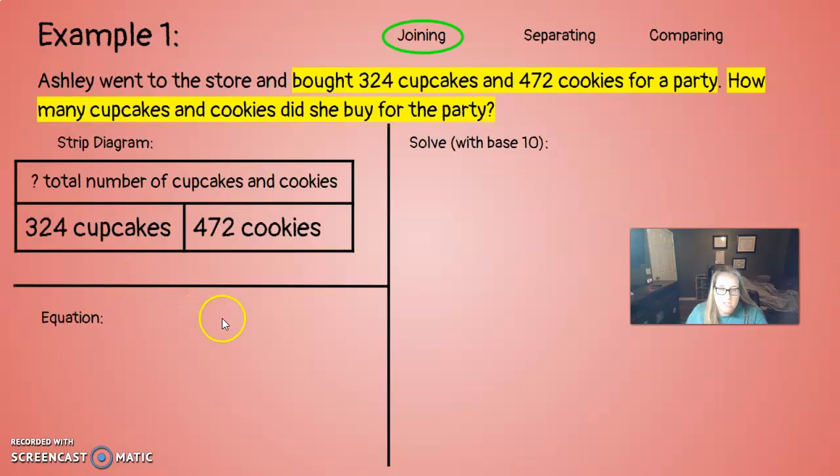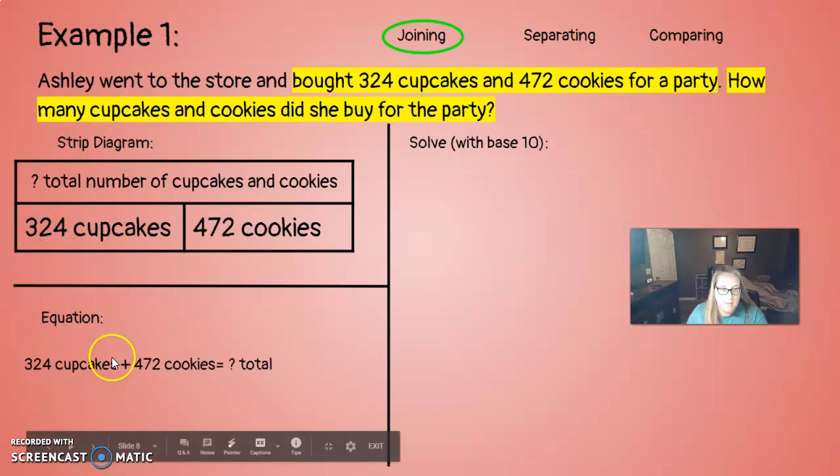For my equation, there's a couple of ways I could solve for this problem. I'm going to use addition to solve. And I'm going to say 324 cupcakes plus 472 cookies equals my total number of cookies and cupcakes.